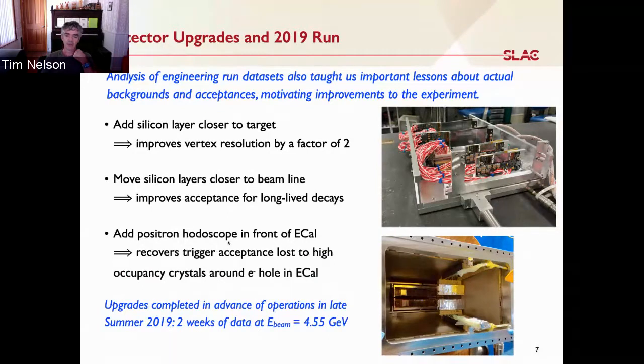And finally, the addition of a positron photoscope in front of the ECAL that recovers some trigger acceptance loss due to high occupancy crystals around the electron hole in the ECAL. Again, the degraded beam has to go through the middle of the detector. There's a hole in the ECAL for that. And some number of electrons from signal A prime are lost to crystals that are removed from that hole. And so by having a photoscope on the positron side that can distinguish positrons from photons, we can have a single leg trigger, a positron-only trigger.